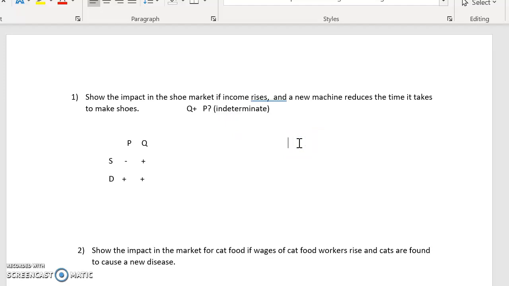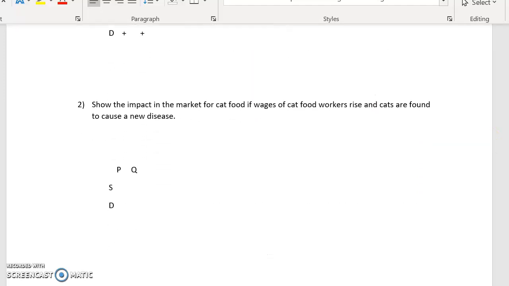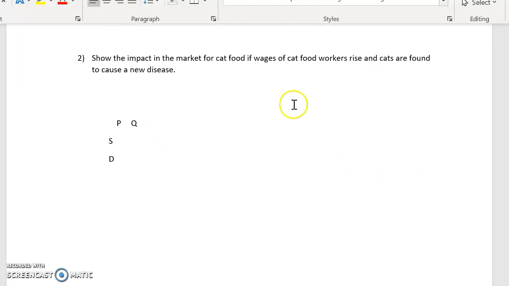Indeterminate, okay? We don't know what happens with price because we just don't know the size of the shift. Let's try another one here. Show the impact in the market for cat food if wages of cat food workers rise and cats are found to cause a new disease. Okay, well, here's clause 1.